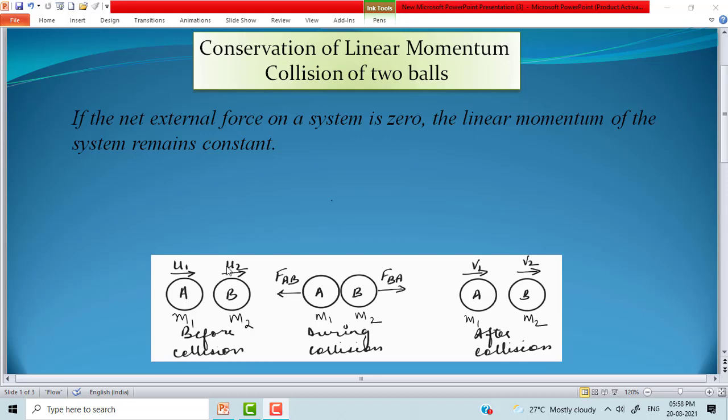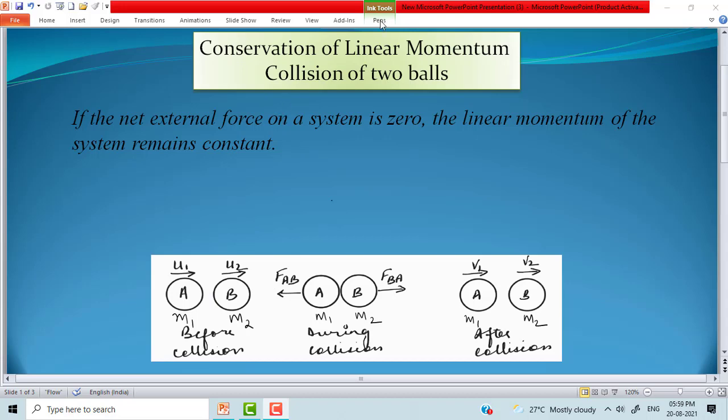Here we consider a system of two balls. In the system, we have two spherical balls of mass m1 and m2. The balls are A and B. This is before collision. u1 is the initial velocity of A, u2 is the velocity of B. They are moving in the same direction, towards the right.